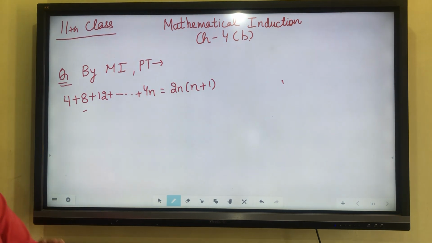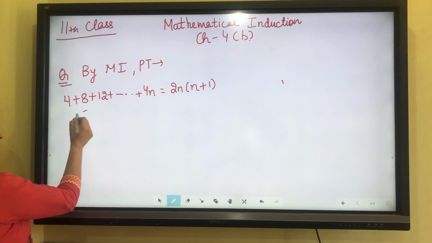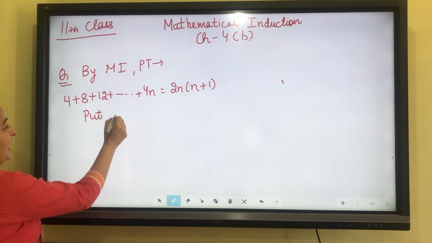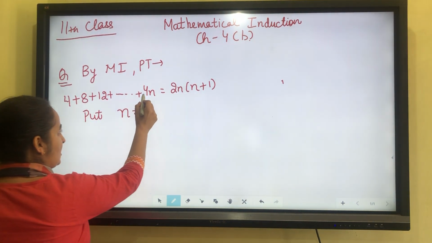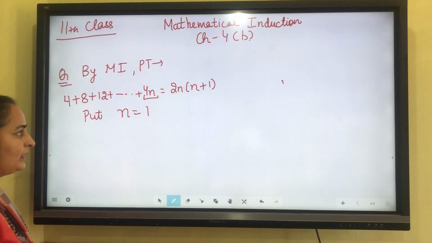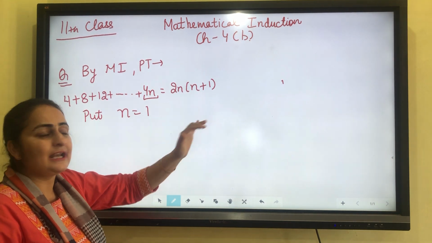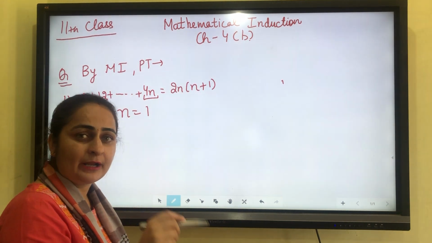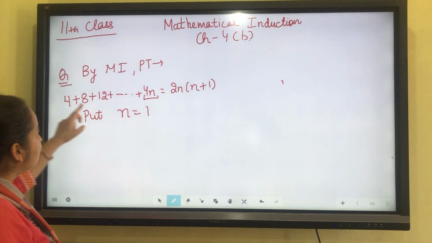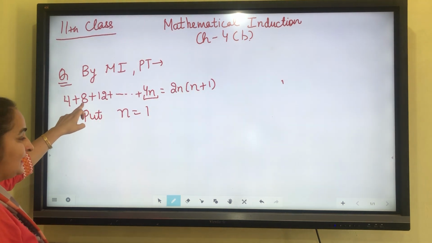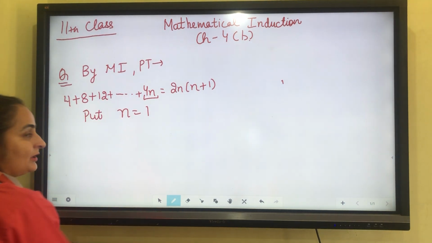There are 3 steps for mathematical induction. What is the first step? Let us put n equal to 1. I am putting n equal to 1 on the left hand side, and at the same time on the right hand side I am again putting n equal to 1. n equal to 1 means the first term, n equal to 2 means the second term, n equal to 3 means the third term, and n equal to n means the nth term.